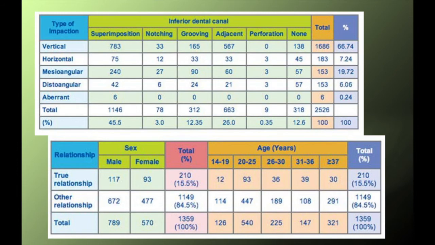A concept from this paper that we might consider is a possible significant association between the age group and the true relationship of the inferior dental canal and the impacted tooth roots. Another thing to consider from their data is the appearance of notching, grooving, and those directly adjacent to the IDC are found from those vertical impactions, while perforations appeared, although less than a percent in their data, among horizontal, mesioangular, and distoangular cases.